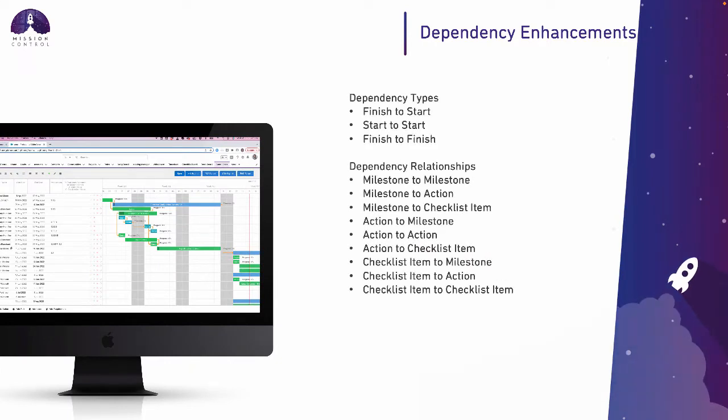As I say, dependency enhancement. We've introduced another dependency type. Existing functionality allows you to create finish to start and start to start relationships. What you can also now do is create a finish-to-finish relationship. And to expand the flexibility around the dependency relationships, previously the child always had to be an action and the parent could be a milestone or an action. The relationships can now span across the milestone, action, and checklist item objects. So you can see listed there all of the different relationship types that you can have.